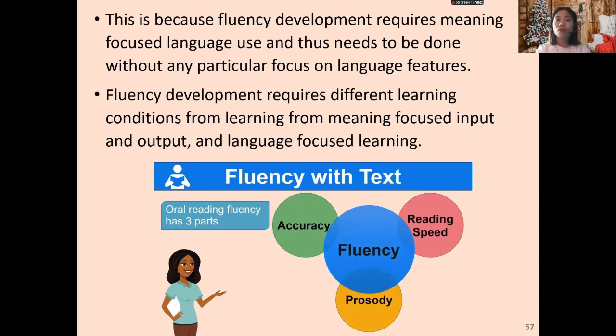It's very important for our students to develop fluency in the usage of vocabulary or words, for them to know the exact meaning of that word. And fluency development requires different learning conditions, from learning from meaning focused input and output and language focused learning. So fluency with text, oral reading fluency has three parts: accuracy, the reading speed, and then the fluency would come with the prosody. The prosody, it is the patterns of stress and intonation in a language.